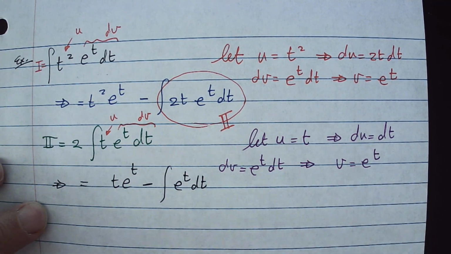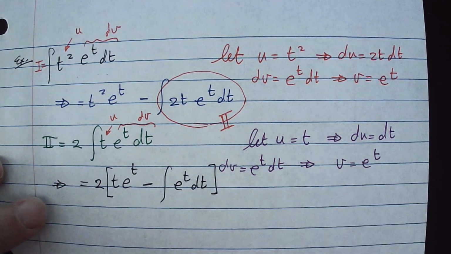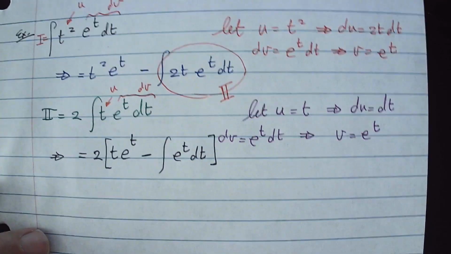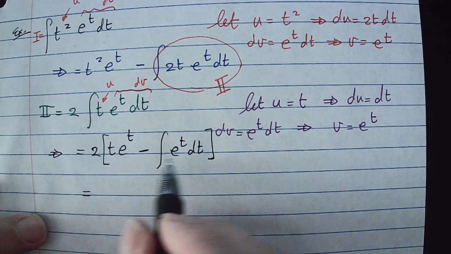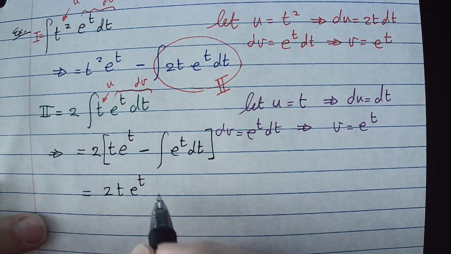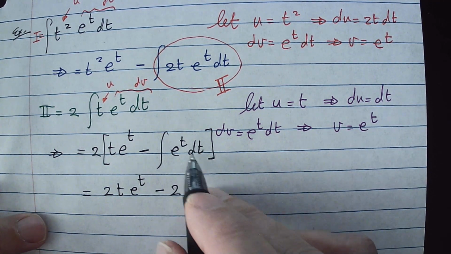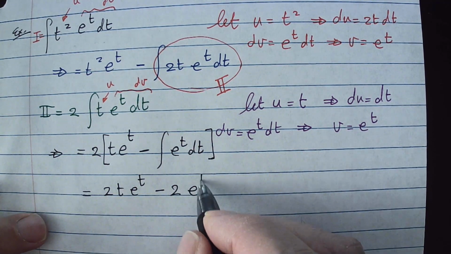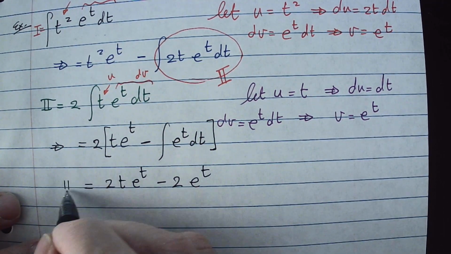dt. Now don't forget that there is a 2 here, so I will keep it multiplied by this, and therefore I can then distribute the 2 and evaluate this integral. This becomes 2t e to the t minus twice the integral e to the t dt is e to the t, and this is integral number 2.